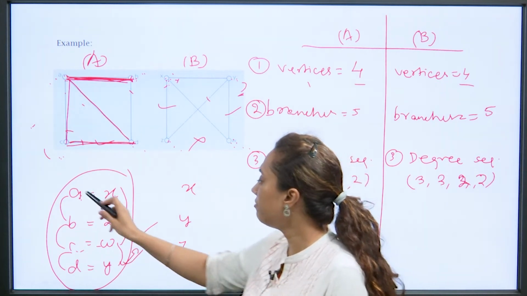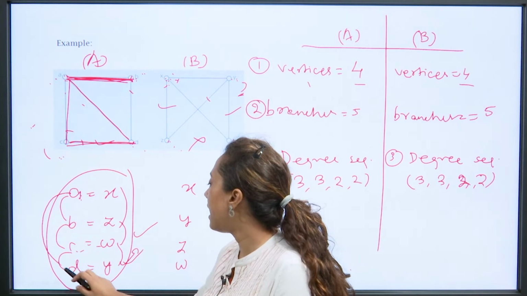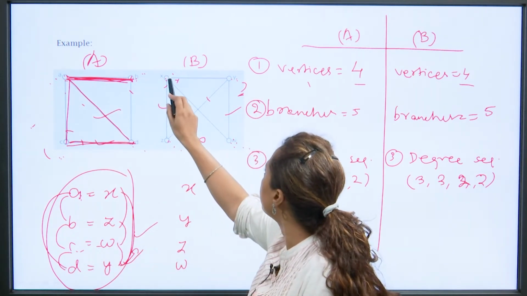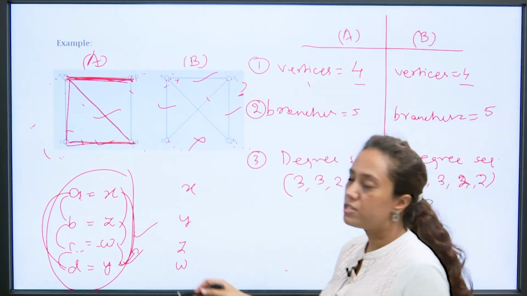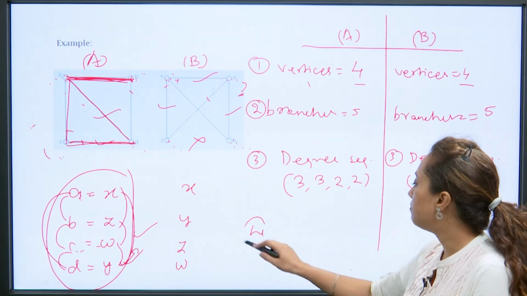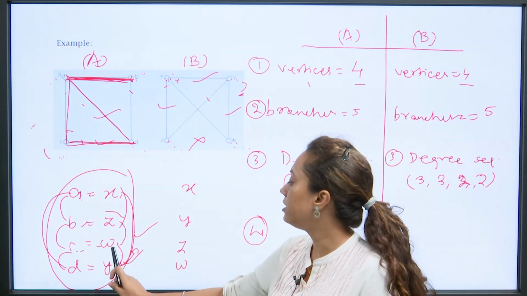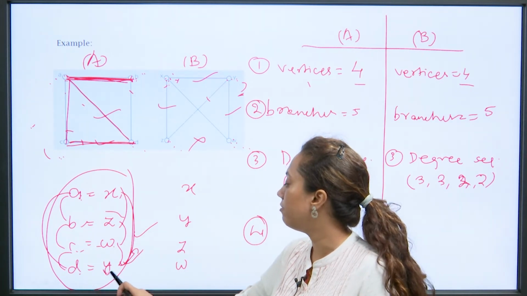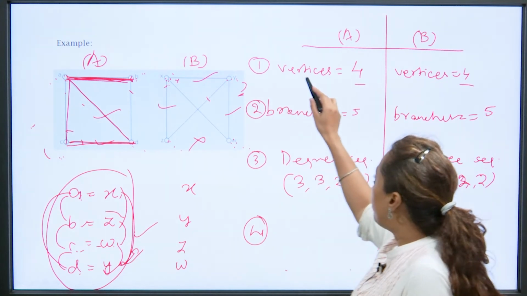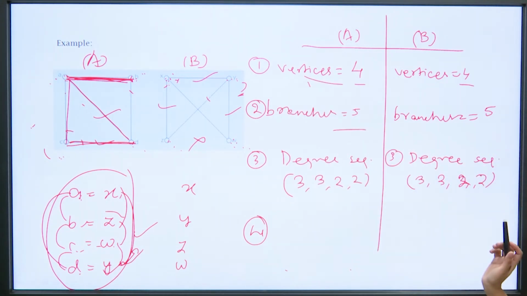Irrespective of all the permutation combinations, we will see A and D have a branch. X and Y should have a branch. In this way the mapping is completed, meaning A is mapped with X, B is mapped with Z, C is mapped with W and D is mapped with Y. So, in this way we can say the vertices are going to be the same. Second condition, the number of branches is going to be the same.